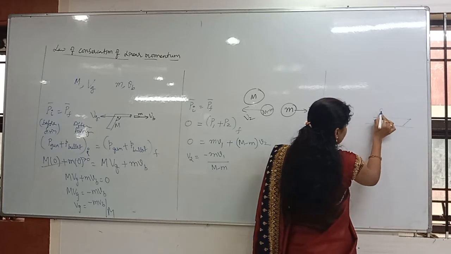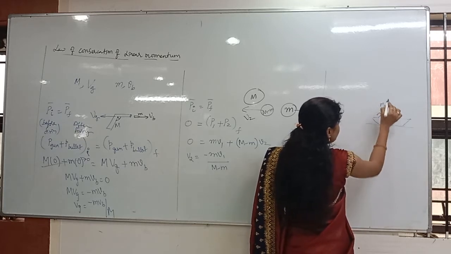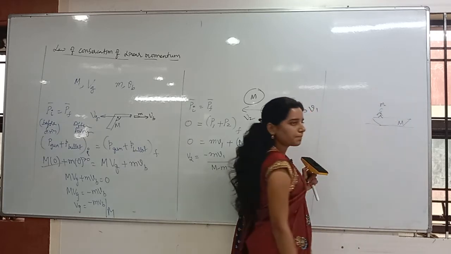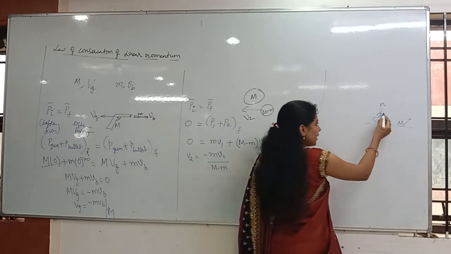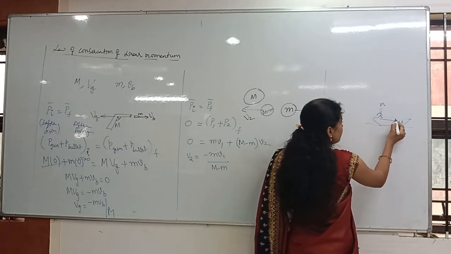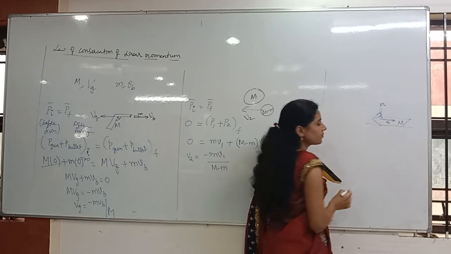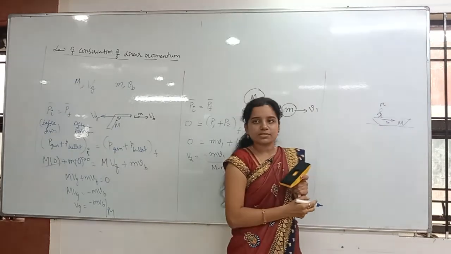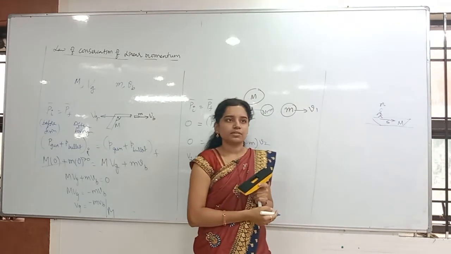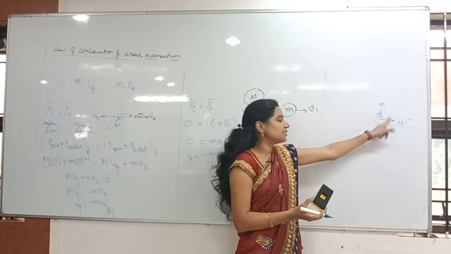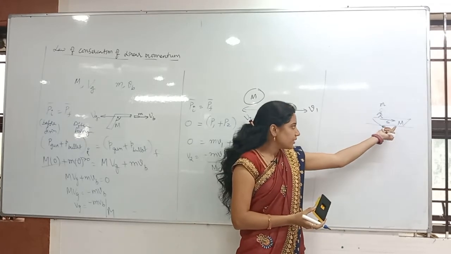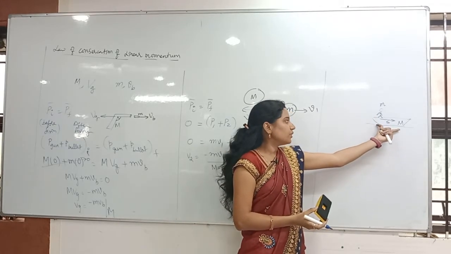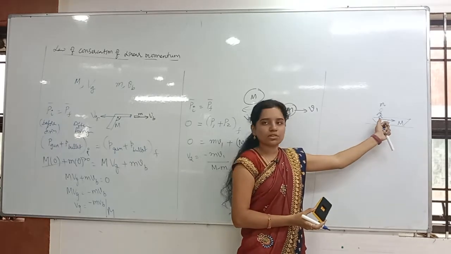A man of mass small m is standing on a boat of mass capital M. The man is moving forward a distance S. He is standing on the floating water; the boat is floating on the water.